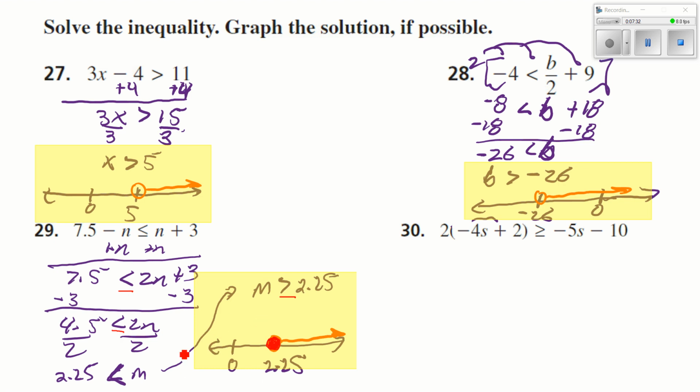So once we added n to both sides and got 2n, and we subtracted 3 from both sides and got 4.5 is less than or equal to 2n, then we divide by 2. And 4.5 divided by 2 is 2.25. And so we have 2.25 is less than or equal to n, or we can say that n is greater than or equal to 2.25, and remember this should have a line under it.